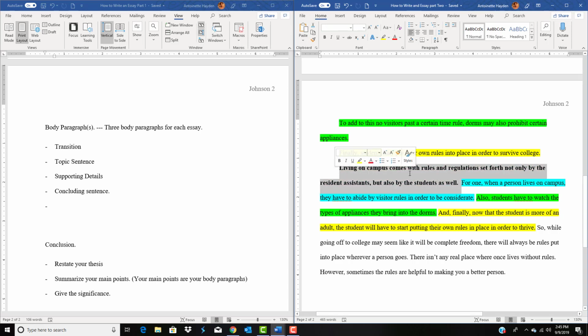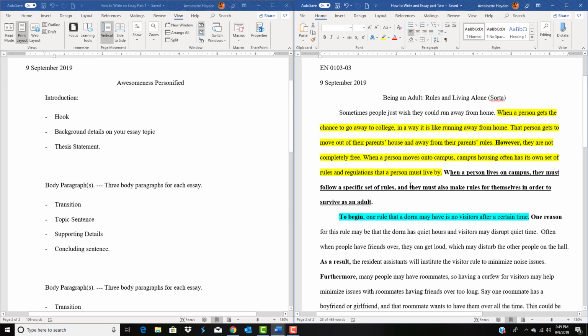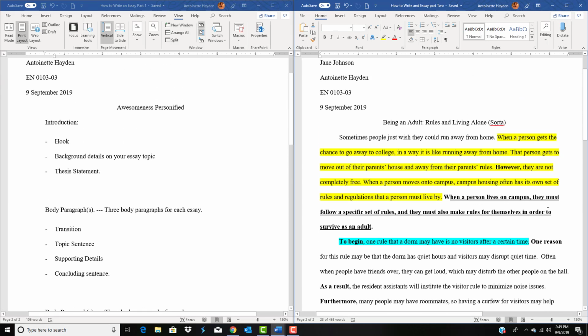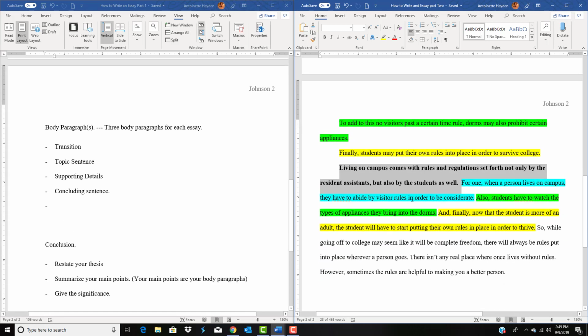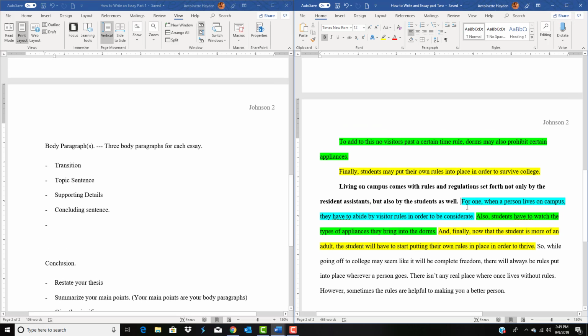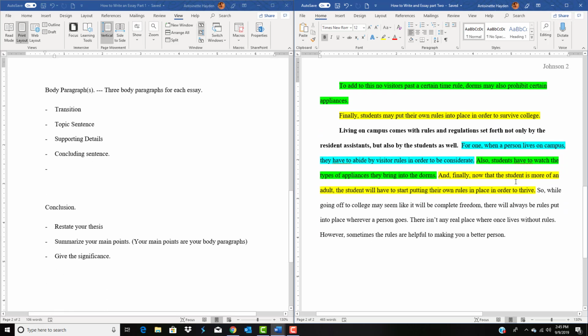So, look at this thesis statement and compare it to this previous one. The person lives on campus, they must follow a specific set of rules. They must also make rules for themselves in order to survive as an adult. These have the same general idea without being the exact same sentence. And that's okay. As long as they have the same meaning and the same concept, they do not need to be identical. As a matter of fact, you want to reword them so that they are not identical.